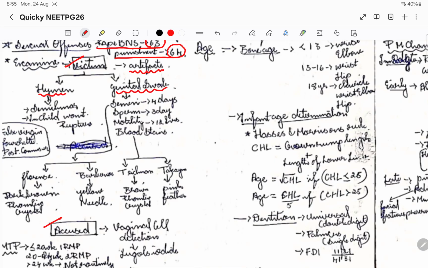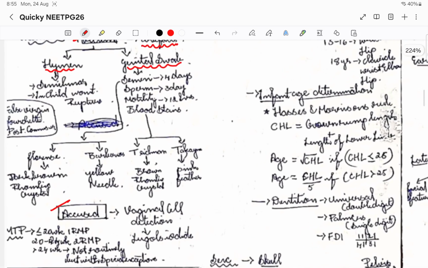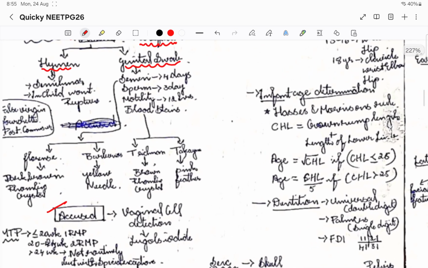Regarding consent, if she's a minor, the permission should be taken from the parents. With regards to hymen examination, please remember the point: the most common type will be the semilunar type, and in children most commonly there won't be hymen rupture.